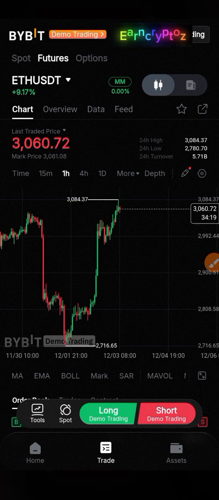And you can also predict that it will drop. So if it drops in your favor, you make profit. If you say it will drop and it goes up, you make a loss. So that is what we call short. You're going to learn more about this in detail. So let's go back to the home.